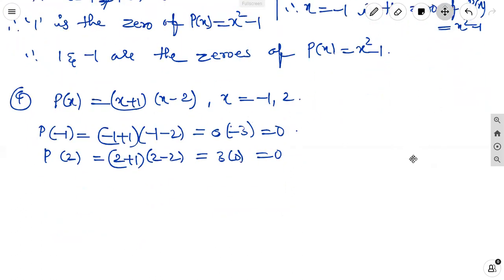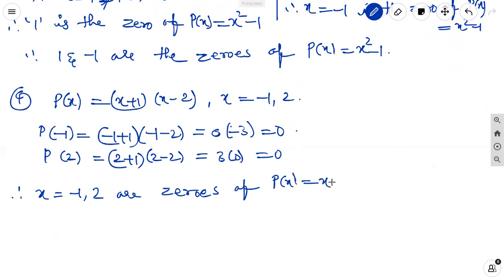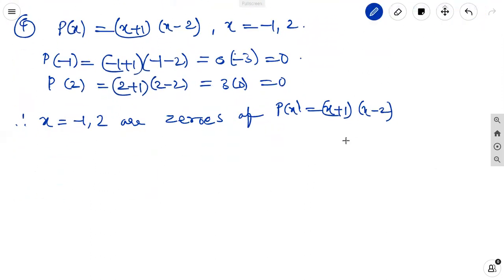For two values, the polynomial should be 0. Therefore, x equal to minus 1, 2 are zeros of p of x equal to x plus 1 into x minus 2. But you write the explanation first sentence for each and every problem. If they are asking to find out the zeros, you will write the condition: if a is the zero of the polynomial, then p of a should be 0.